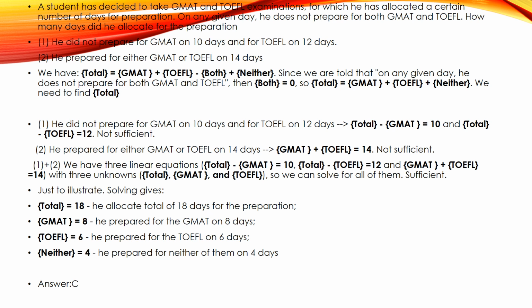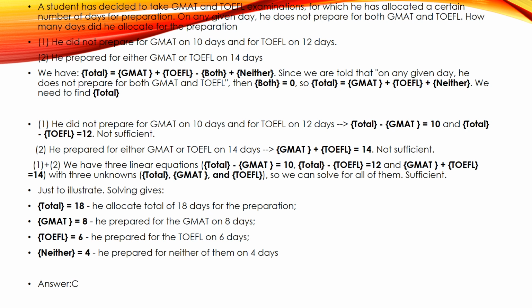Next question. A student has decided to take GMAT and TOEFL examinations for which he has allocated a certain number of days for preparation. On any given day, he does not prepare for both GMAT and TOEFL. How many days did he allocate for the preparation? He did not prepare for GMAT on 10 days and for TOEFL on 12 days. He prepared for either GMAT or TOEFL on 14 days.